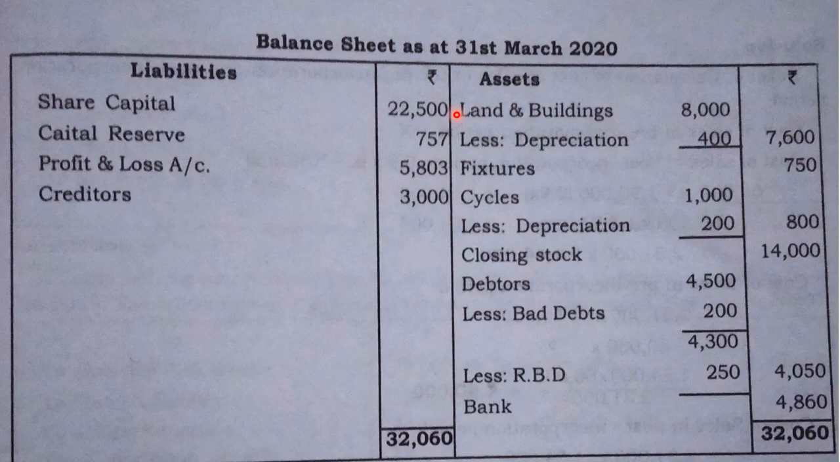Okay, next item, fixtures. Again, that is a fixed asset. So write fixtures 750. Okay, next, cycles. There's a depreciation of 20%. So cycles 1,000 less depreciation 200.